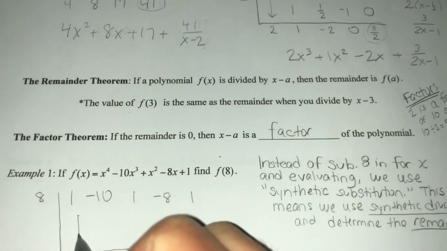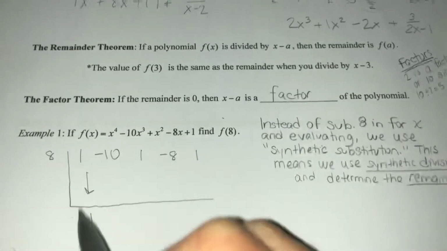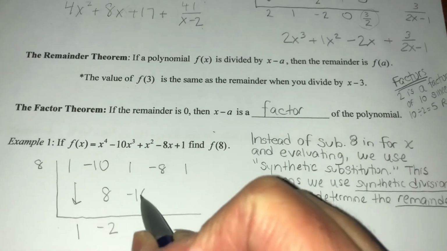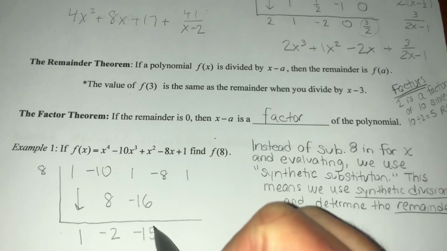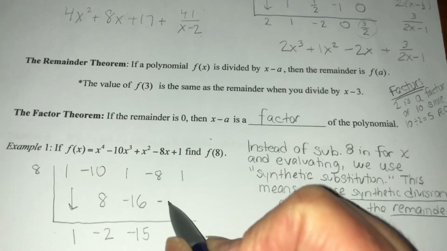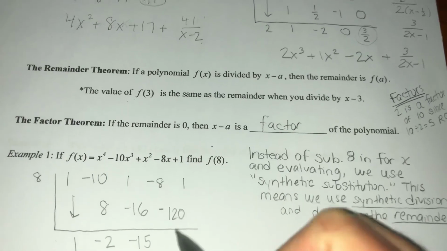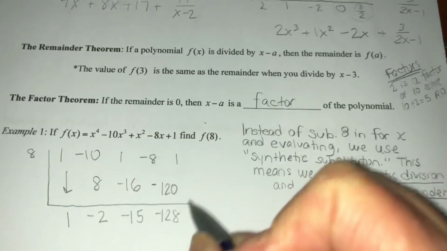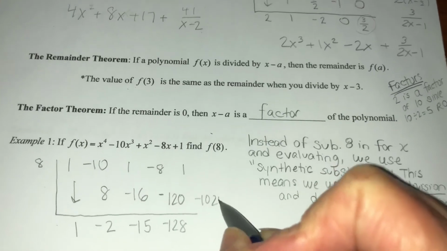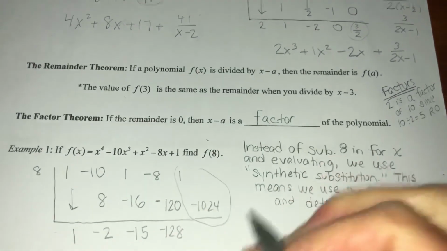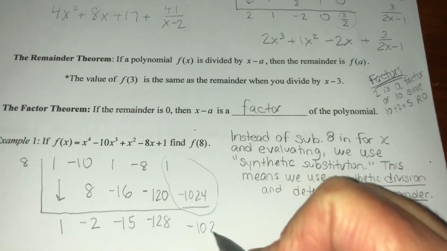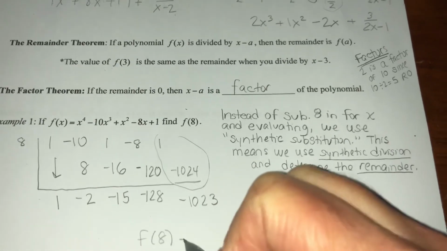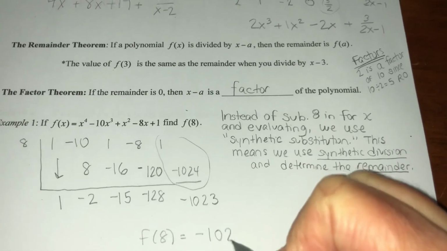Okay, so we'll bring down the 1. And 8 times 1 is 8. Okay, go ahead and add. Now we get negative 16. Add those up. And now we get negative, I'm going to write this tiny here, 120. And then we get negative 128. And negative 128 times 8 is negative 1,024. So we'll add those two up. We get negative 1,023. So that means that f of 8 is equal to negative 1,023.